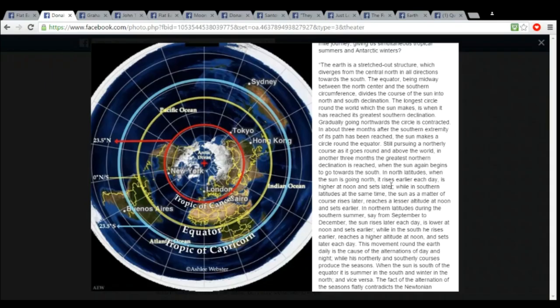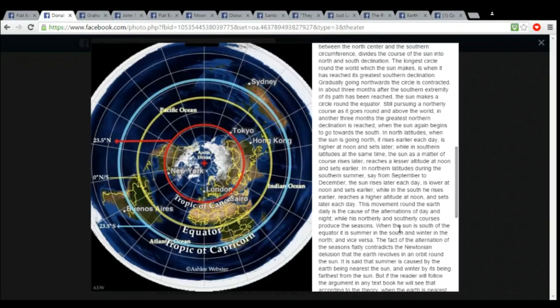In north latitudes, when the sun is going north, it rises earlier each day. It's higher at noon and sets later. While in the southern latitudes, at the same time, the sun, as a matter of course, rises later, reaches lesser altitude at noon, and sets later. In northern latitude, during the southern summer, say September to December, the sun rises later each day, is lower at noon and sets earlier, while in the south it rises earlier, reaches a higher altitude at noon, and sets each day later.